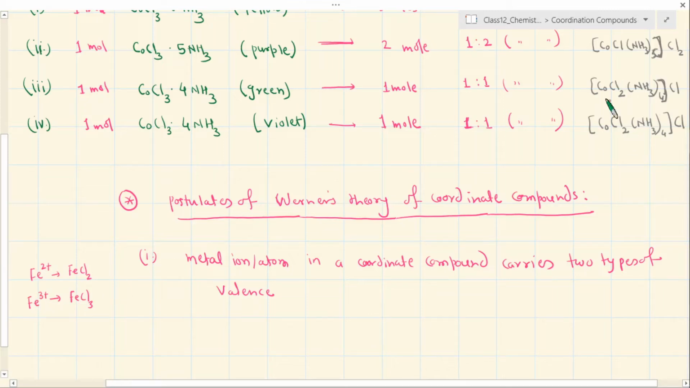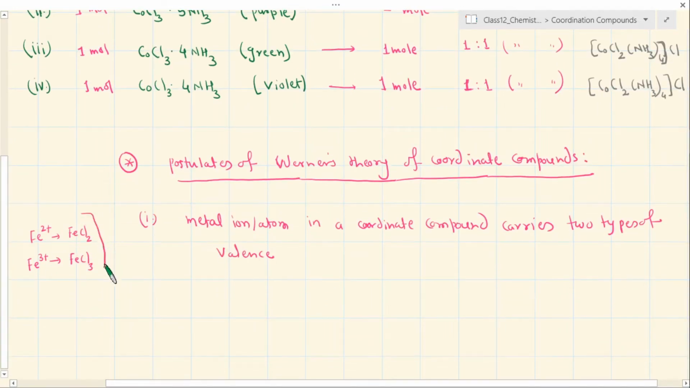But I am saying that within the compound here there are two valences right now existing. Okay, that's the difference you have to be able to appreciate. So there is a different idea here. Within this compound, you have two different valences. One is called primary valence and another is called secondary valence.